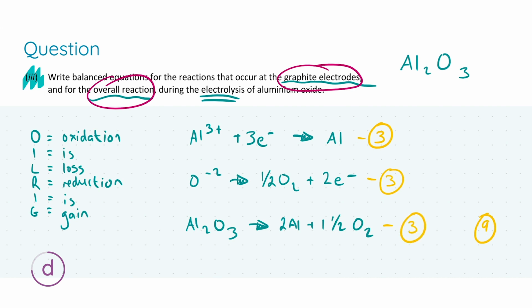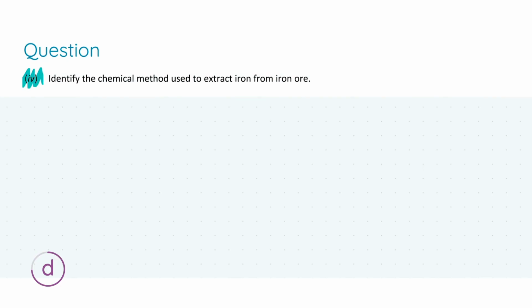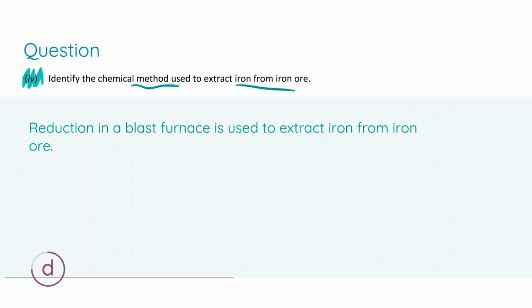In part 4 we are asked to identify the chemical method used to extract iron from iron ore. The following is the answer to this question. Reduction in a blast furnace is used to extract iron from iron ore. The key term here being reduction. As we said above, when we were analysing the formulas that were associated with the reduction and the oxidation of the aluminium oxide and how electrolysis actually separated it into just aluminium and oxygen, in the same way iron can be extracted from iron ore.